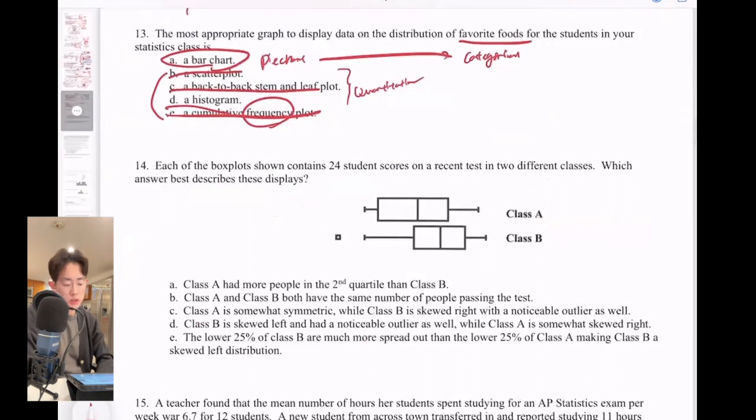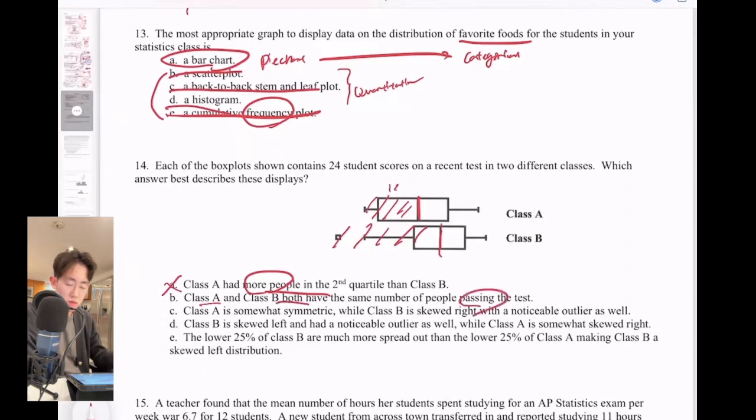All right, so each of the box plots shown contains 24 student scores in two different classes. Which answer best describes this? Class A had more people in second quartile than Class B. Second quartile should be the median. Had more people? Well, they should have equal number of people, which is 12 and 12. Class B certainly had a higher median, but it doesn't mean that they have more people. They have the same amount of data in the first 50% of the data. Class A and Class B both have the same number of people passing the test.